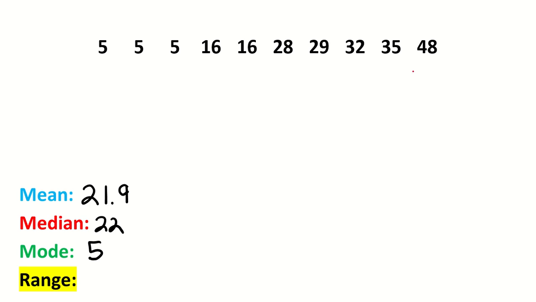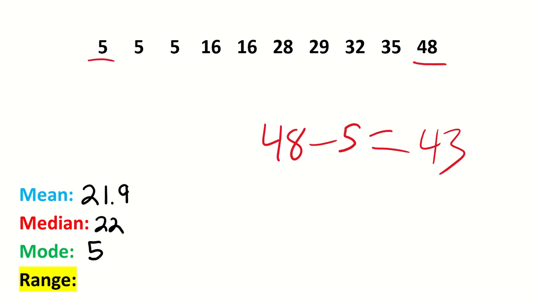Remember, we're taking the largest number, 48, and we're subtracting the smallest number, 5, to get a range of 43. That's correct. And we have found our mean, median, mode, and range.